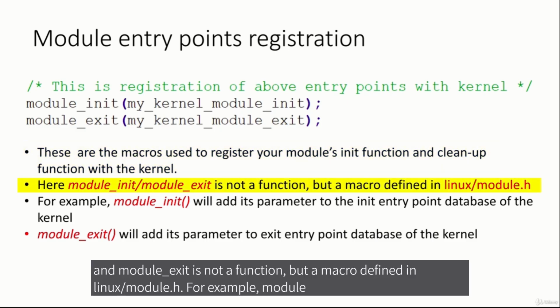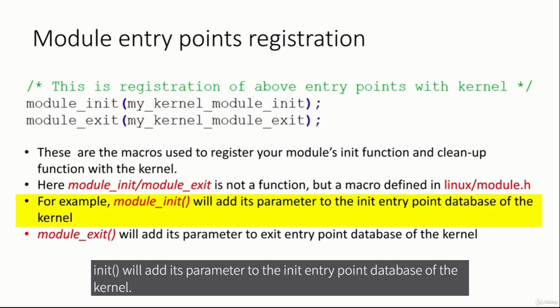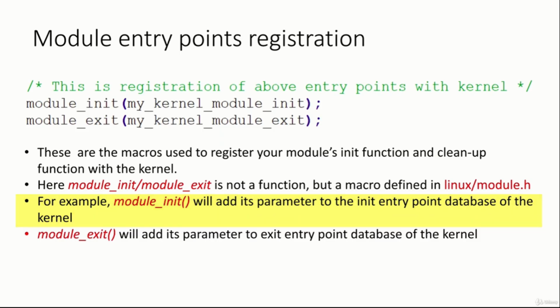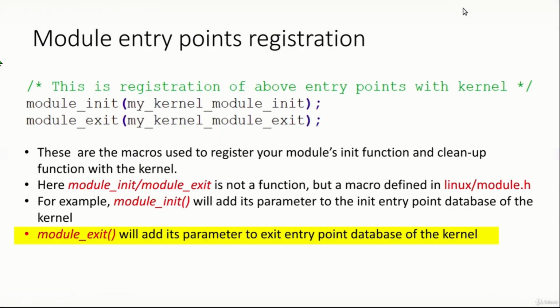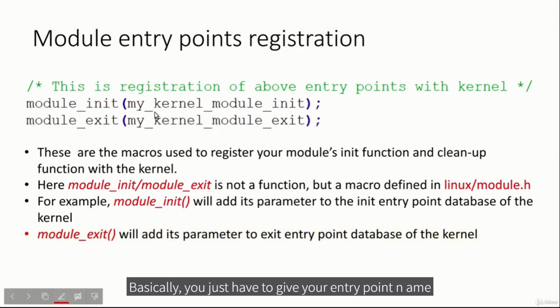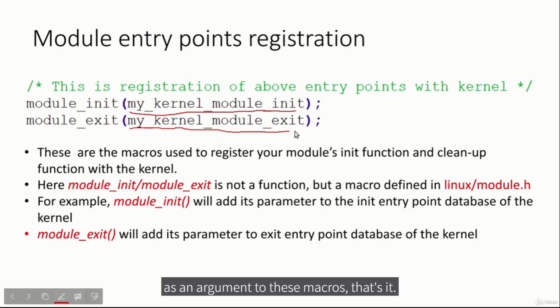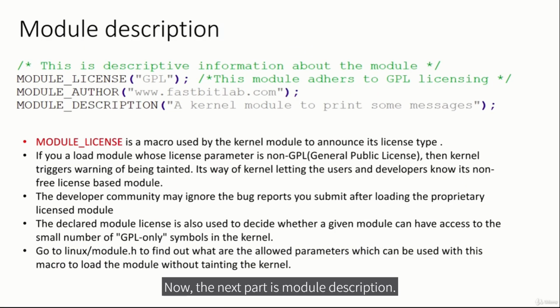Here, module_init and module_exit are not functions, but macros defined in linux/module.h. For example, module_init will add its parameter to the init entry point database of the kernel, and module_exit will add its parameter to the exit entry point database of the kernel. Basically, you just have to give your entry point name as an argument to these macros. That's it. Now the next part is module description.